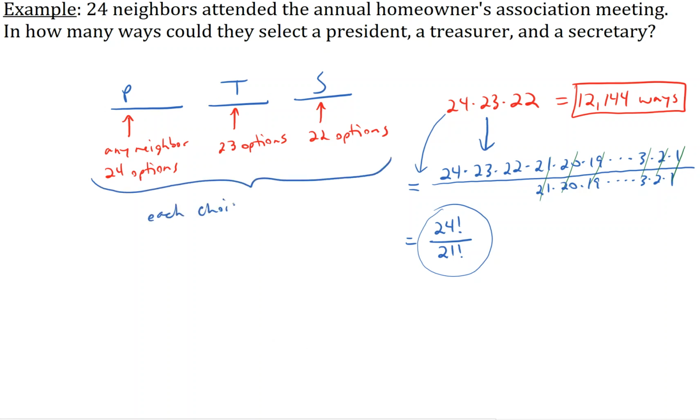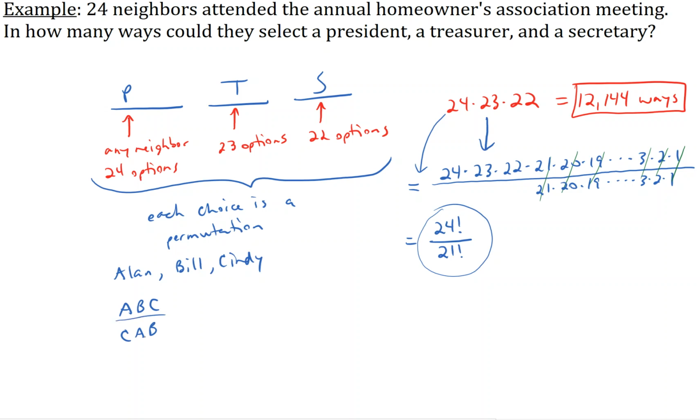Each choice is a permutation. Let's say that Alan, Bill, and Cindy are 3 of the 24 neighbors. Well, I could choose Alan to be president, Bill to be treasurer, Cindy to be secretary. I could choose Cindy to be president, Alan to be treasurer, and Bill to be secretary.